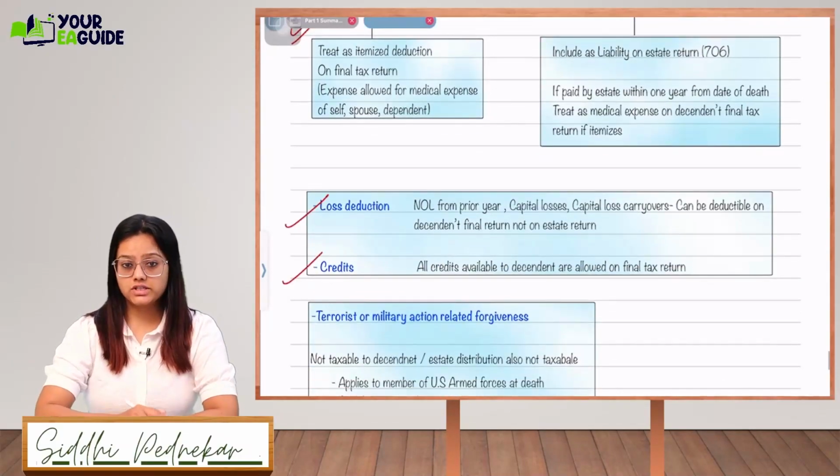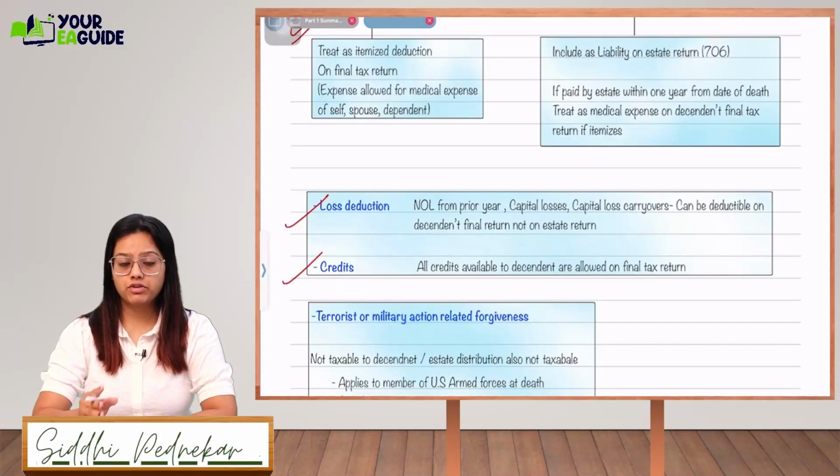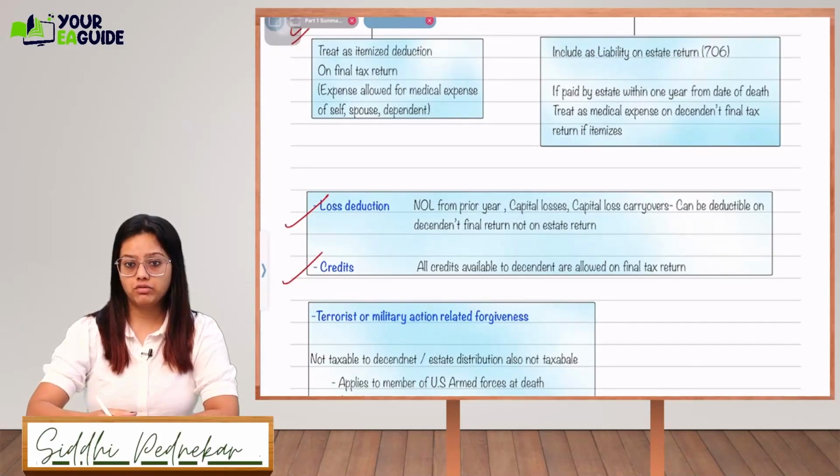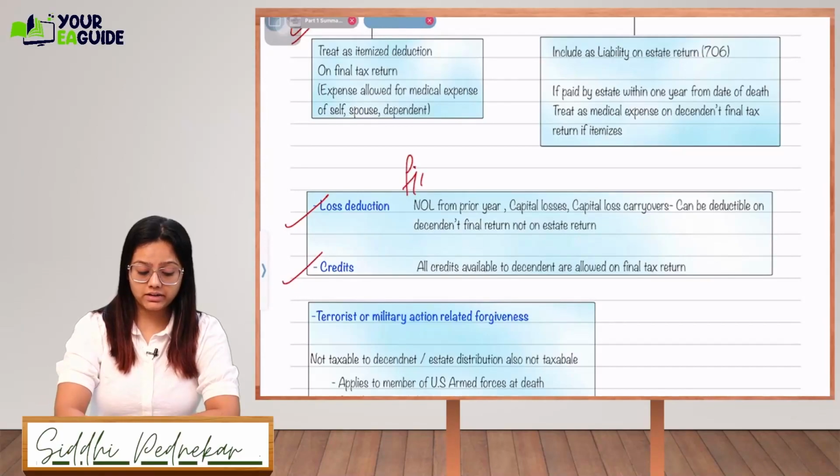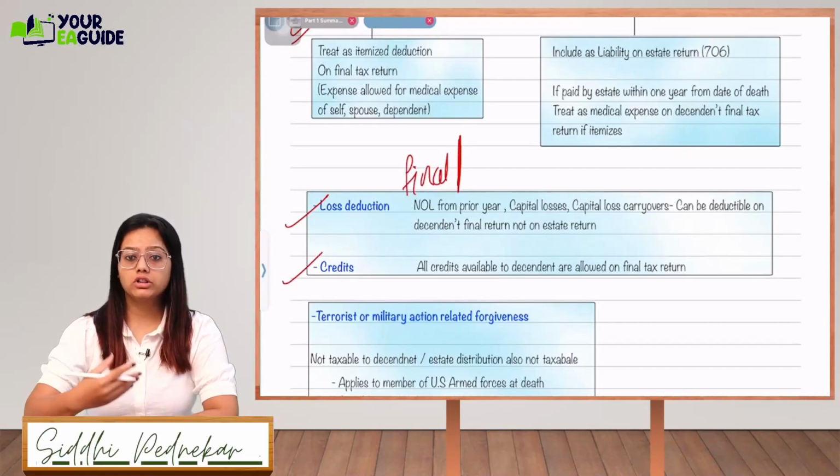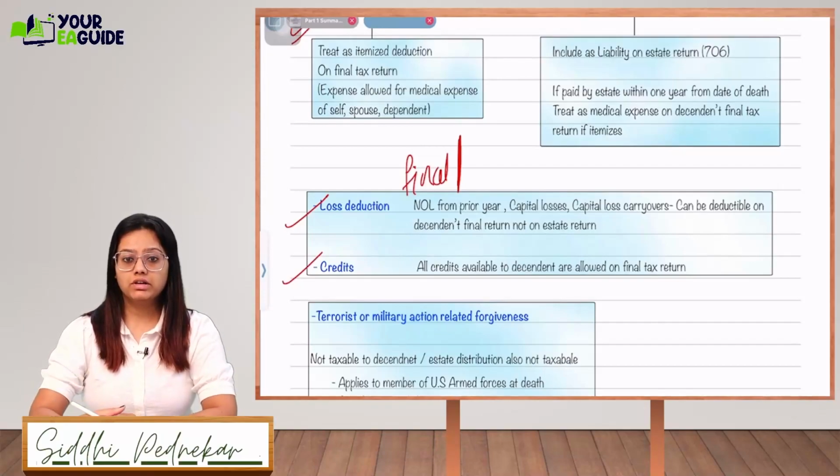Okay, we have loss deductions and we have credits. For loss deductions, annual losses from the prior year will get carried forward, as will capital losses, the capital loss carryover. But the final return is the last return in which you can take all the losses and settle them off. Whatever is remaining will not get carried forward to the estate return.